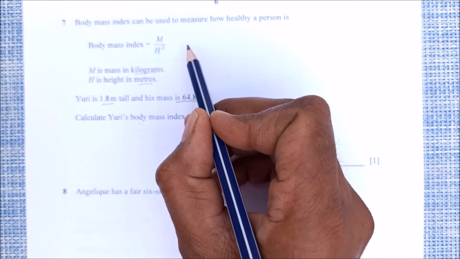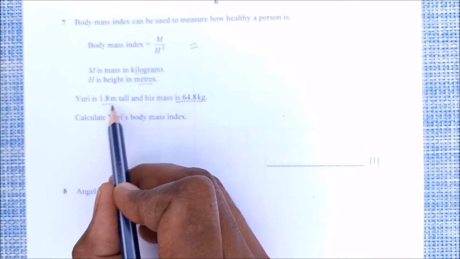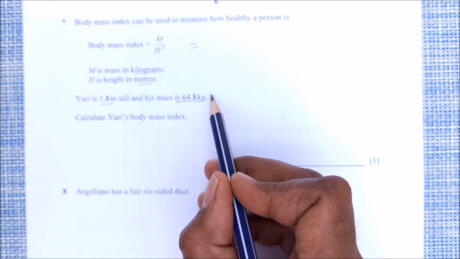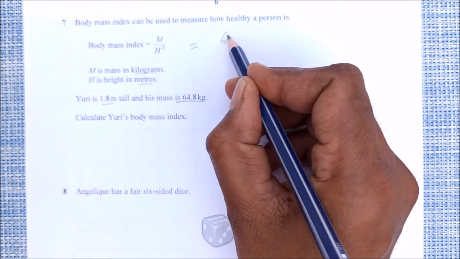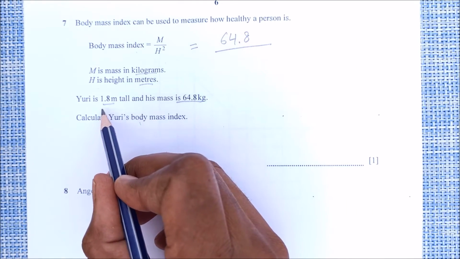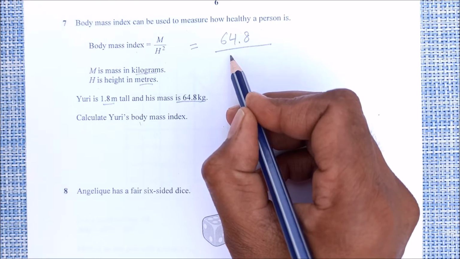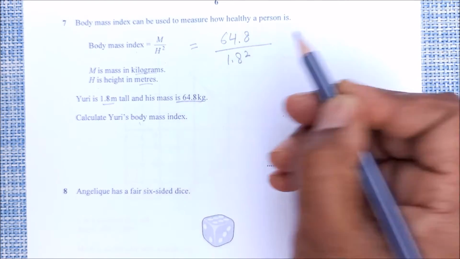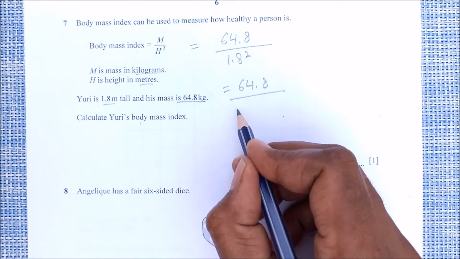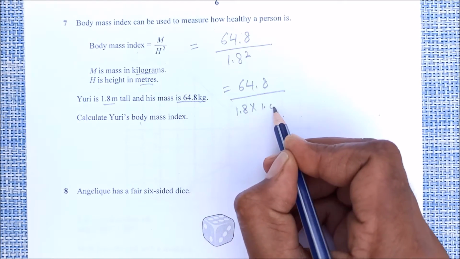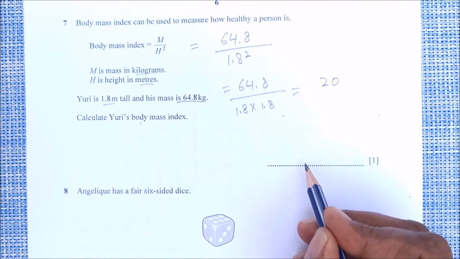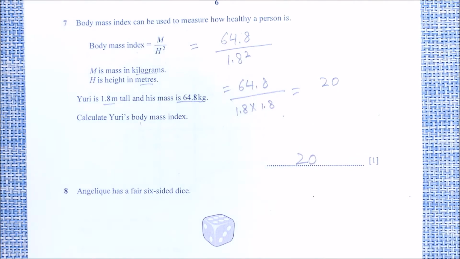We know that body mass index is m over h squared. So m, mass, is 64.8 kilograms over h. H is height, which is 1.8 squared. So this is 64.8 over 1.8 squared. 1.8 squared means 1.8 times 1.8. When you calculate this with the calculator, you will get 20. So our answer is 20.